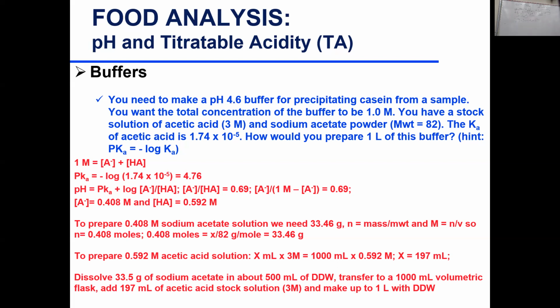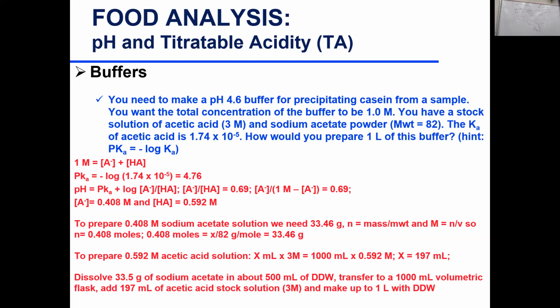I have 3 molar acetic acid, so I'm going to call it AA here, acetic acid. And how much do I need from that? So what's the math? What is my X mL? 333.3, right? Milliliter. So I take this amount, put water, put this in, and then make up the volume. I have now 1 liter of 1 molar acetic acid.